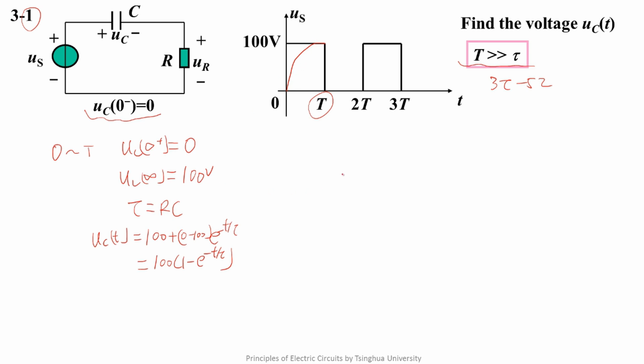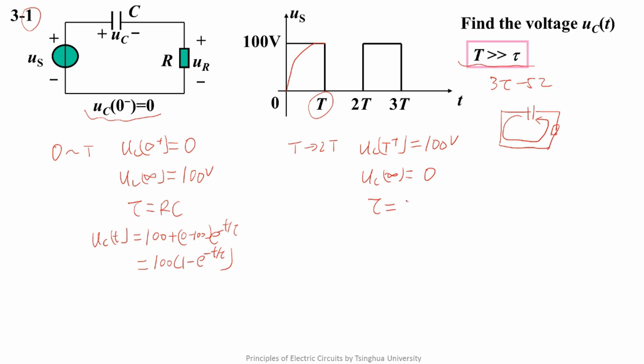After it enters steady state, let's analyze the process from capital T to 2 capital T. UC(T+) equals 100 volts. And UC(infinity) equals 0, because the excitation is 0 from capital T to 2 capital T. This is the equivalent circuit. The electric charge is consumed in this direction, so the steady state value is 0.